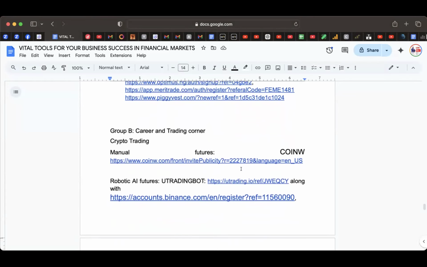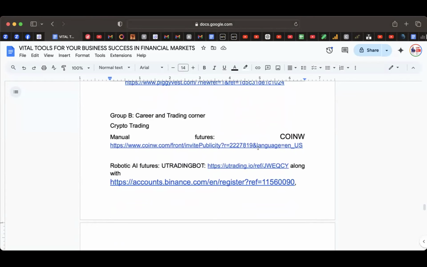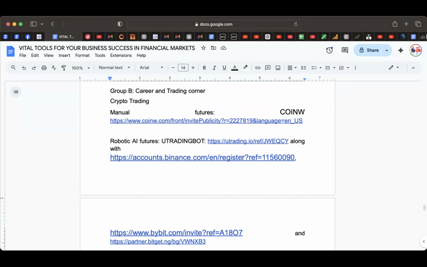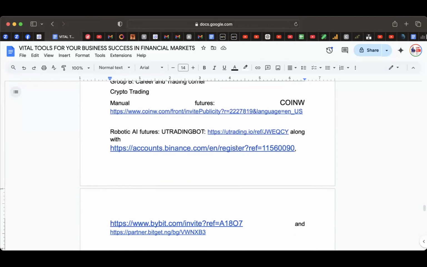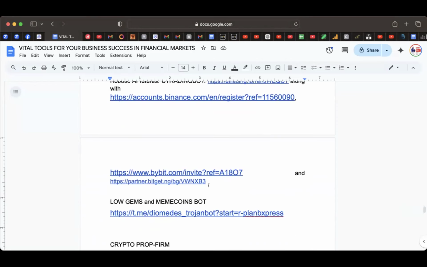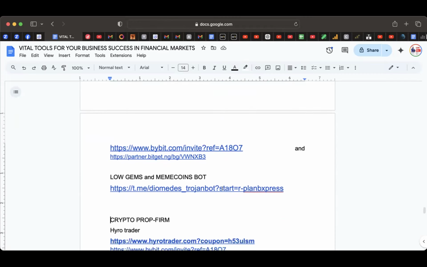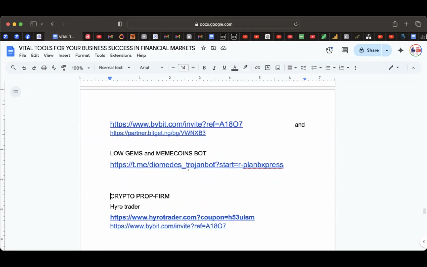Now let's go to the trading career. On futures, if you want to do manual, I recommend CoinW. Automated, of course, is the U Trading bot, I don't need to go back there. But you need to register on Binance, Bybit, and BitGet. Binance and BitGet have more coins that you can actually connect to trade. Next is the low gems and memecoin robot. I've shown you how that works.